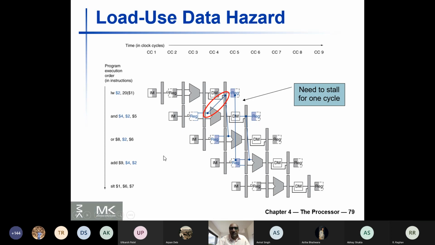And for that, we have to see what can be done. Even if you have forwarding techniques, forwarding may not rescue you all the time, particularly in this case. In case of a load instruction, when the immediately following instruction requires the outcome of the load, the register contents, you cannot forward and you have to stall the pipeline for at least one cycle so that you are able to forward it.